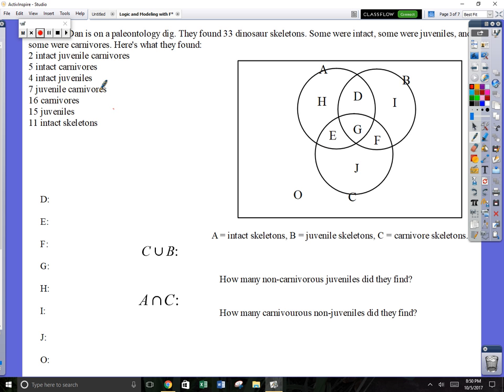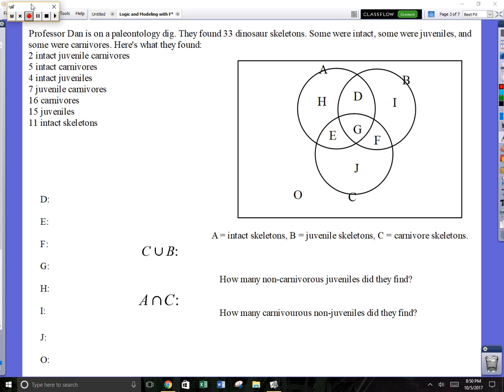Okay, now we got another Venn diagram. This one kind of is a little more straightforward. So Professor Dan is on a paleontology dig. They found 33 dinosaur skeletons. Some were intact, some were not, some were juveniles, some were not, and some were carnivores, and some were not. So here's what they found. Okay, A, this is my intact. B, this is the juvenile. And C, this is the carnivore.